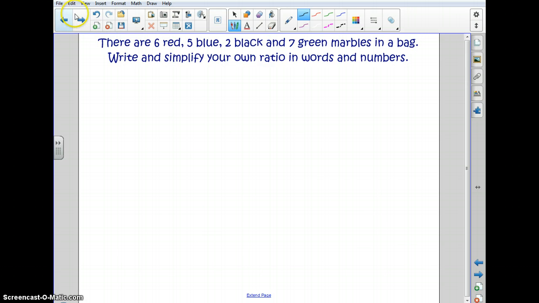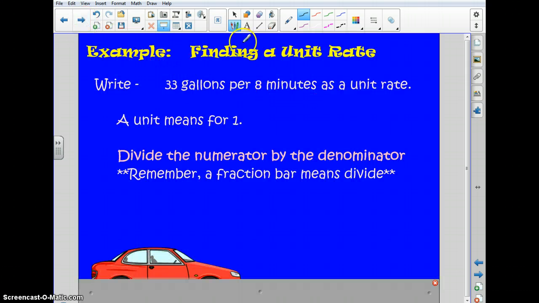All right, we're going to skip this one. Go here. Now, finding unit rates. We talked about the definition of a unit rate earlier. The denominator means it has to be 1. So this says write 33 gallons per 8 minutes as a unit rate.